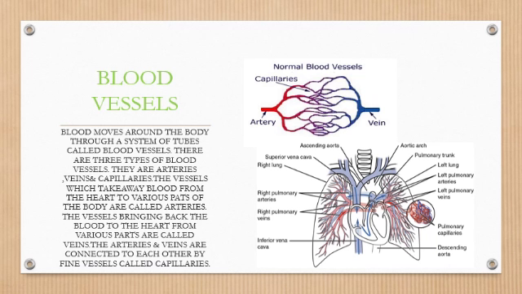The arteries and veins are connected to each other. They are connected to each other by fine vessels called as capillaries. So children, this is regarding the blood vessels. Still we have the blood that we will discuss in the next class.